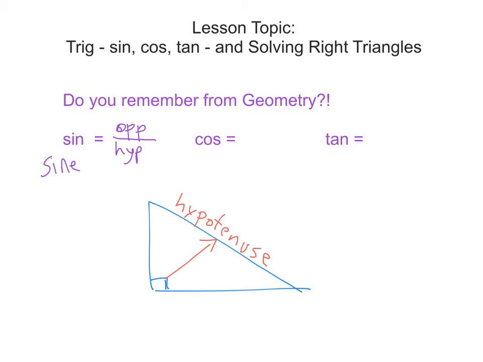Now what do I mean by opposite, the opposite side? Well, the opposite side depends on what angle you're using as your reference. Let's say that in this problem, we're talking about this angle down here. Okay, let's call this point A right here. Let's call this point B, and let's call this point C. Well, that means the opposite side is opposite of this angle right here.